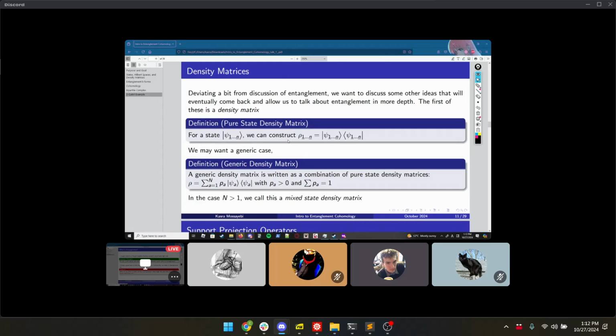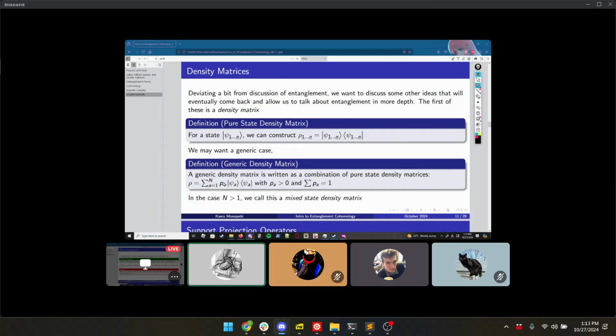Now, we're going to move on to a few other ideas that don't seem directly correlated with entanglement, but we have to use them later. The first of these is the density matrix. The first way to understand it is what we call a pure state density matrix, where it's just this ket, this bra. But sometimes we're not going to have this. We're going to have a mixed state density matrix.